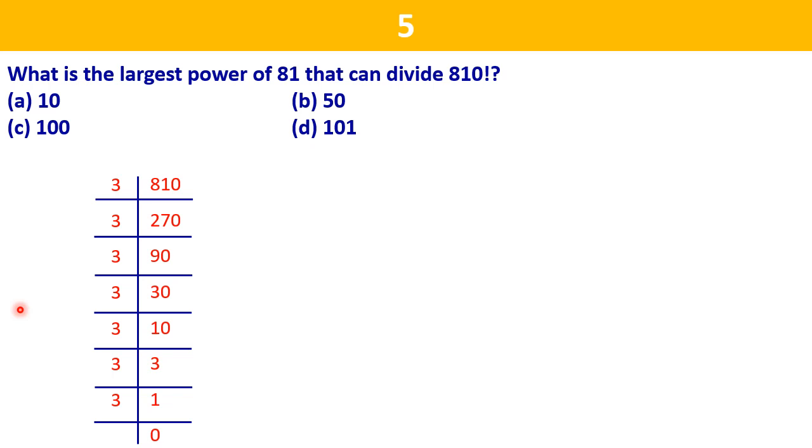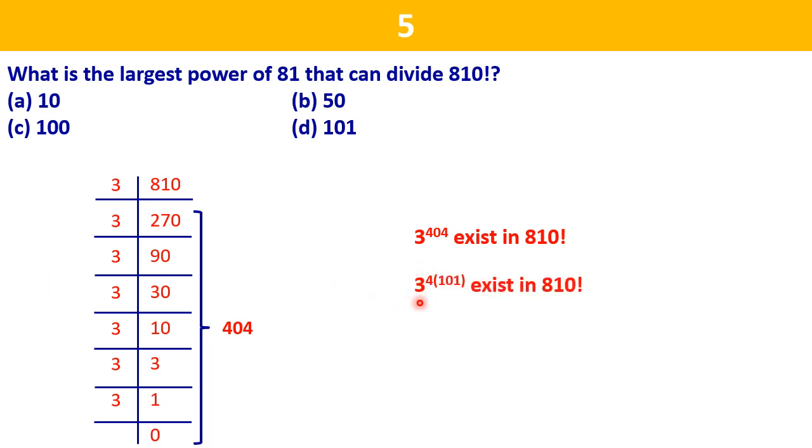So here we will make the total of all the quotients from 270 onwards. 270 plus 90 plus 30 plus 10 plus 3 plus 1 plus 0 comes out to be 404. Hence, the largest power of 3 in 810 factorial is 404. So I can write 3 to the power of 4, which is 81, multiplied by 101. This means that 81 to the power of 101 is the largest power of 81 in 810 factorial. So the answer is option D.